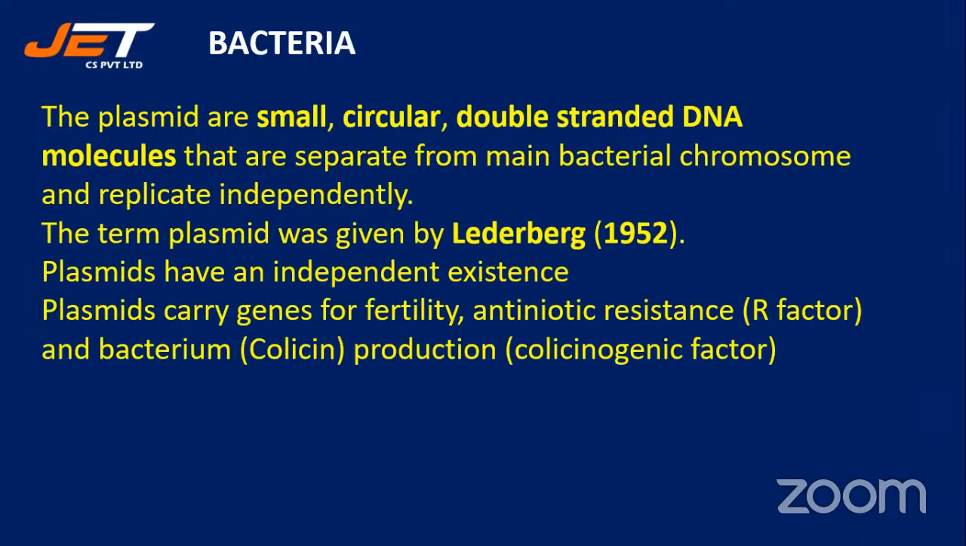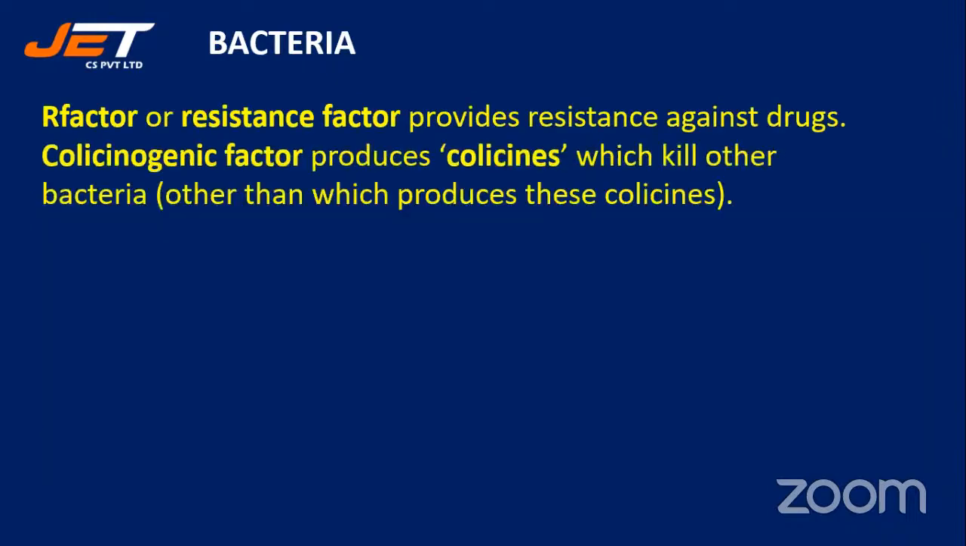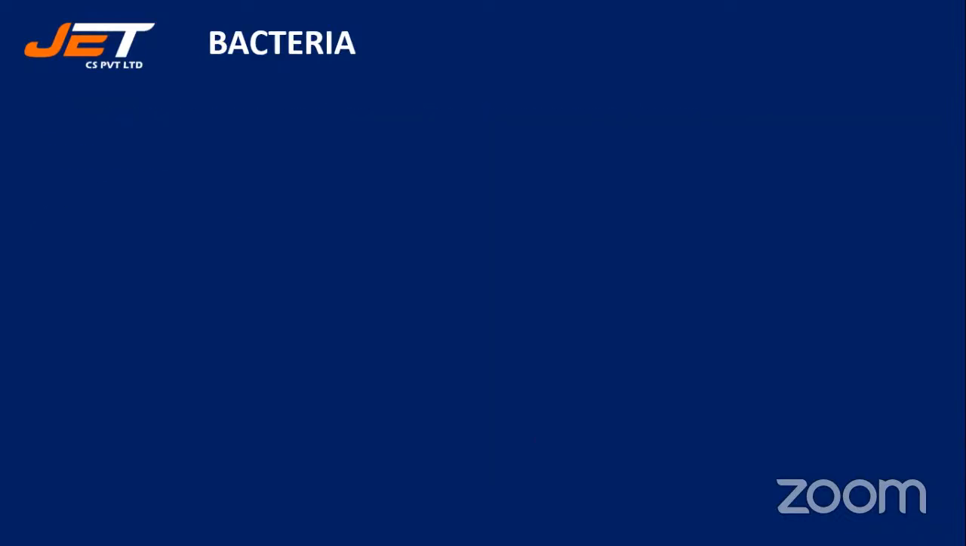So these are the things we have learned. We have learned about the plasmids having an independent existence, carrying genes for fertility and antibiotic resistance, which is the R factor. I have already explained the different types of plasmids, like the colicin produced by the bacterium, how they are transmitted and how they help in the survival of the bacteria. We learned all this in the last class.